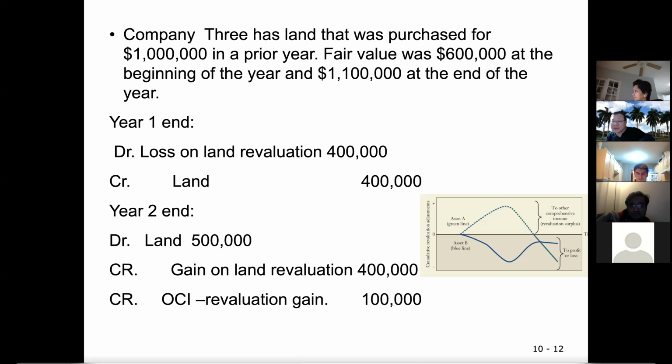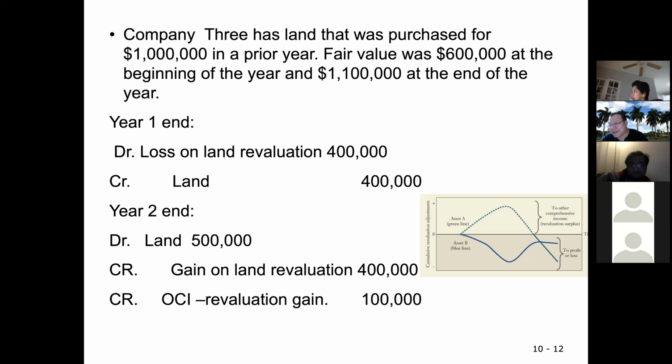So for the 2 years, if you compare the year-end value of the second year, which is 1.1, to the very beginning value, that's 1 million. So for 2 years, the cumulative revaluation is a gain, and that gain is 100,000. Very good, thank you. You can think of this in 2 ways, 2 perspectives.